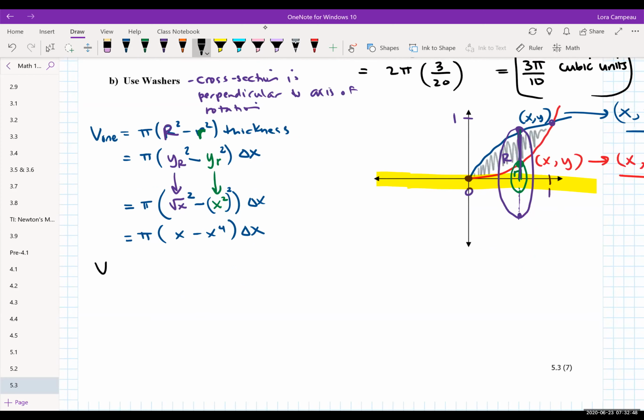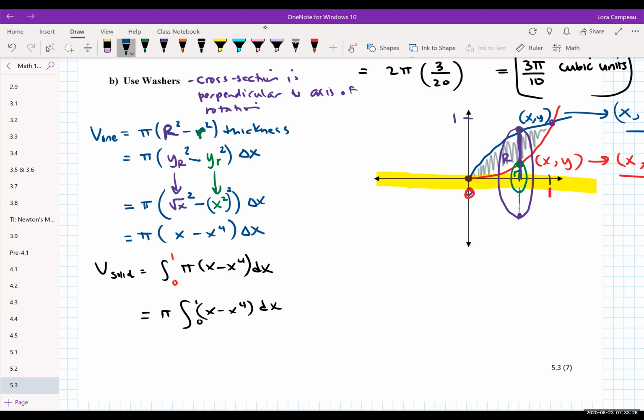We want to take the volume of the solid. So we're going to take whatever the volume of one is, throw it inside the integral, or integrand, I should say. Instead of delta x, it's dx. And then you're just saying, who are my limits of integration? Everything's in terms of x, so I should be using 0 and 1, because I'm slicing up the x-axis. You'll notice it's starting to look the same. We're going to factor out a pi. Take the integral from 0 to 1 of x minus x to the fourth with respect to x.